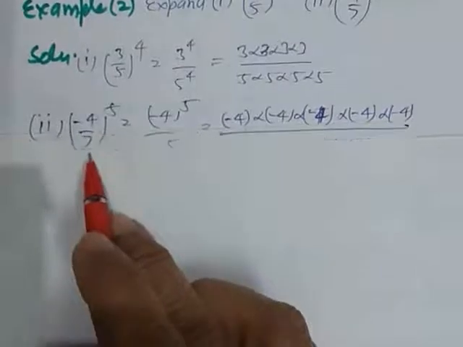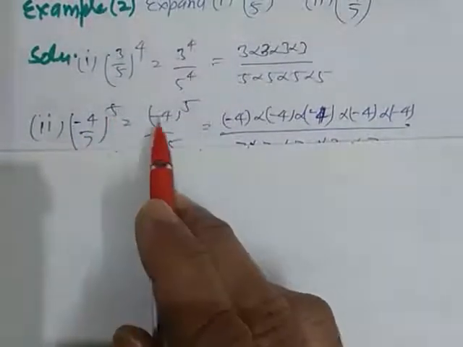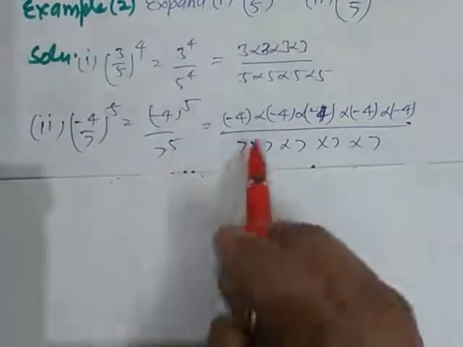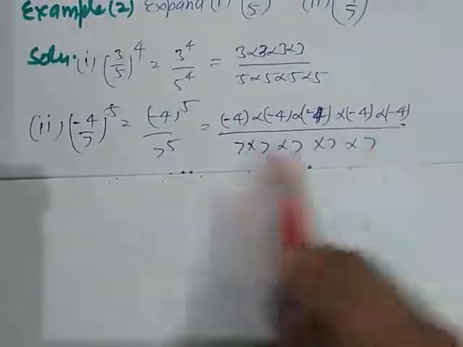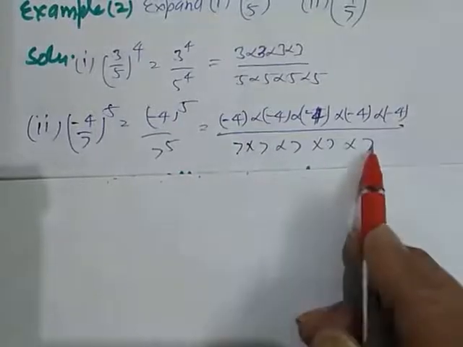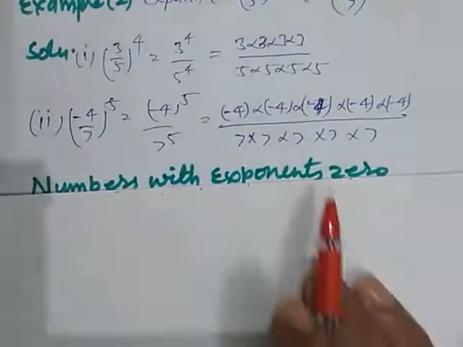Now minus (4 by 7) whole power 5. We can write this as minus 4 power 5 upon 7 power 5. So minus 4 five times, this way we expand. And 7 raised to the power 5 means 7 multiplying 5 times. So this is the expansion of this.